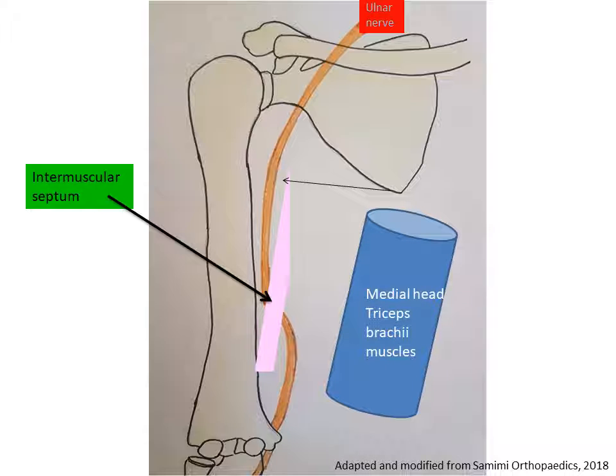Here, it lies and runs between the medial intermuscular septum and medial head of the triceps muscle. There is a connection between the intermuscular septum and the medial head of triceps, which is known as the arcade of Struthers. The ulnar nerve then continues to run in the posterior compartment of the arm down into the elbow region.